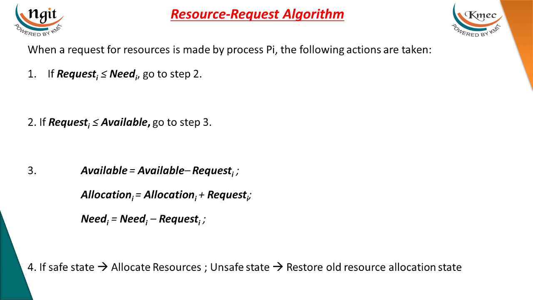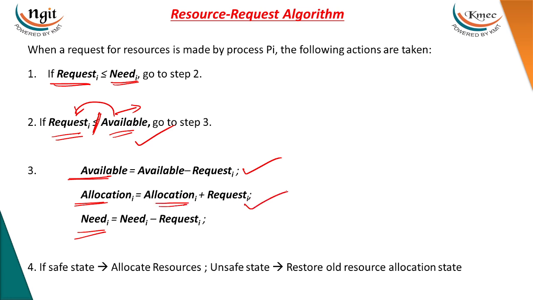In the resource request algorithm, we need to check two conditions. First, whether request of i is less than or equal to need of i or not. Then we check whether request of i is less than or equal to available or not. If this condition fails, then we don't have the resources to grant this request. If it is also satisfied, then we'll apply these three formulas: available equals available minus request of i, allocation equals allocation plus request of i, need of i equals need of i minus request of i.